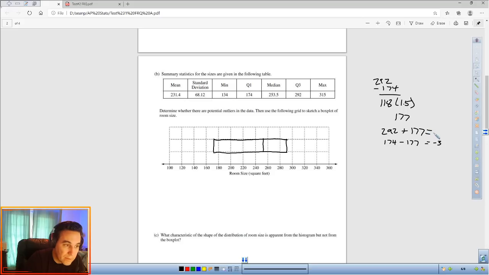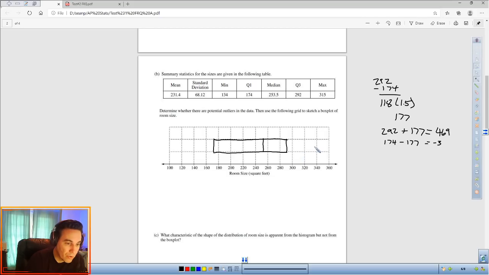We don't have anything past down there. The upper fence, 292 plus 177. 469 for the upper fence. So I don't see any outliers. I checked, but I don't see any outliers. So we did Q1. Make sure I did it right. I'm scared because I thought there would be an outlier. That's right. Yeah, that looks right.